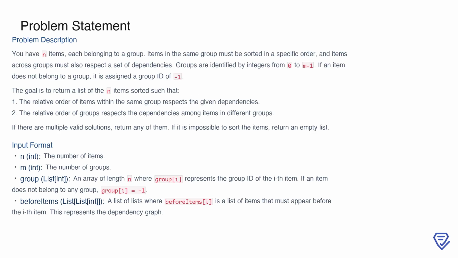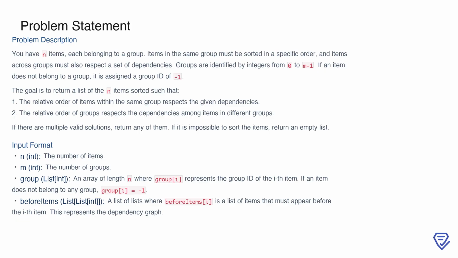In this problem, we are given n items, and each of these items belongs to a group identified by integers from 0 to m-1. Some items may not belong to any group, and in such cases, they are assigned a group ID of -1. The task is to sort these items while respecting two key constraints. First, the order of items within the same group must follow the given dependencies. Second, the order of items across different groups must also respect these dependencies. If multiple valid solutions exist, we can return any of them. However, if it is not possible to sort the items while meeting these conditions, we return an empty list.